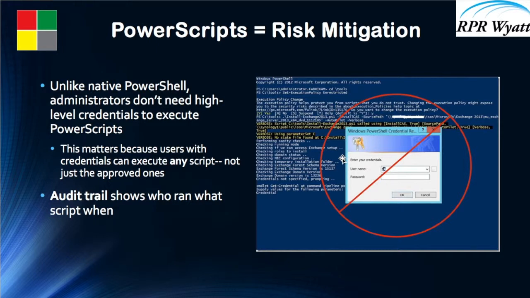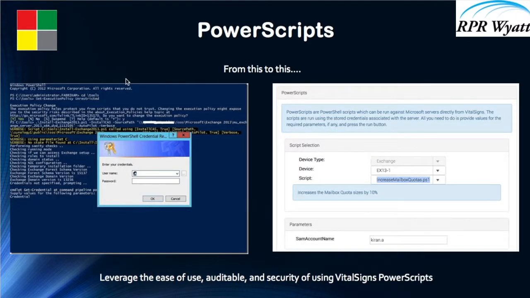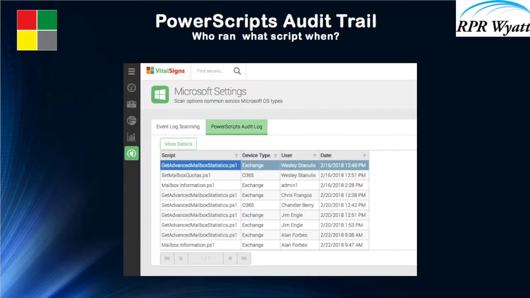When somebody runs PowerShell as a PowerScript, you also get a limitation of what they can do and an audit trail that shows you what they did and when they did it. Basically, PowerScripts transform PowerShell from something like this to something like this. And this gives you ease of use, auditability, and security of PowerShell, but within a managed framework of VitalSigns. You also get this great audit log, so you know exactly what they did.